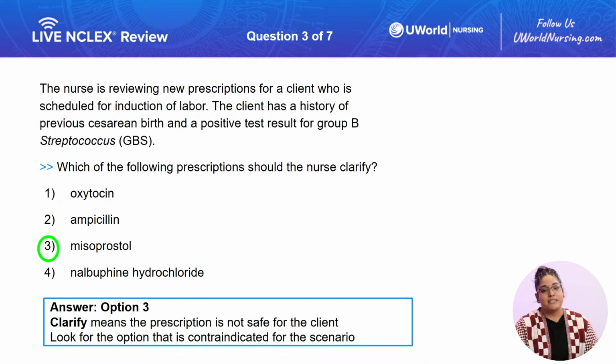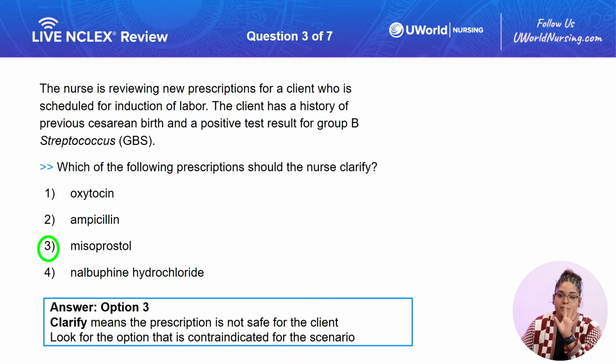Option 2, ampicillin is an antibiotic that may be prescribed for GBS. Penicillin and clindamycin are also alternatives. So that leaves option 3, our right answer, right? What is misoprostol? It's a cervical ripening agent. It helps stimulate contractions to help dilate and efface the cervix. The trade name is Cytotec, if you've heard that one. So misoprostol is contraindicated in clients with past C-sections due to the risk of uterine rupture.